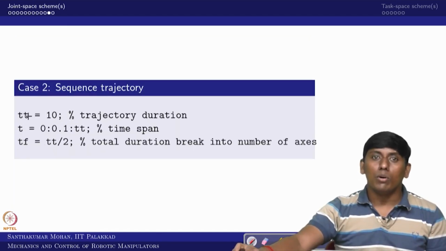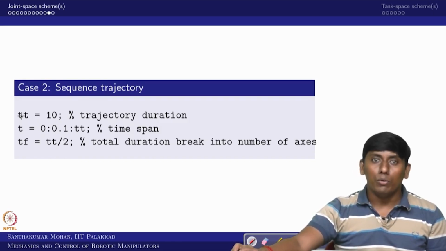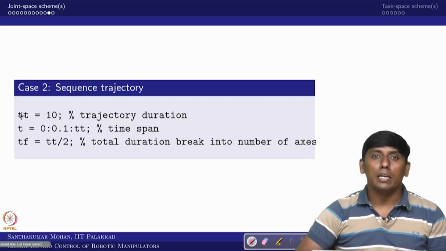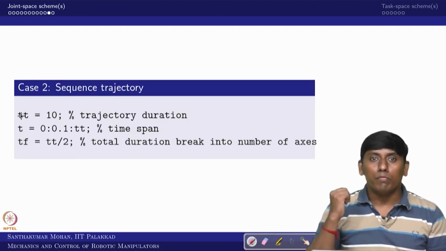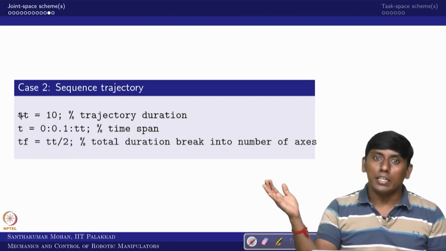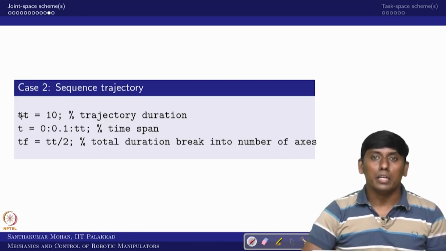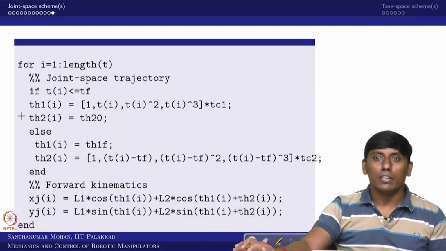So here TT is the total trajectory duration, but now I need to divide that into TF, the number of segments, because each joint would be rotating independently. For example, now 10 seconds and I have 2 joints. So I break it into 5 seconds each. First 5 seconds the first joint will rotate, the next 5 seconds the second joint will rotate. So that is what we have seen as a sequence trajectory.